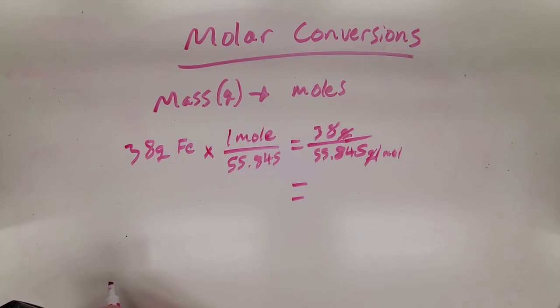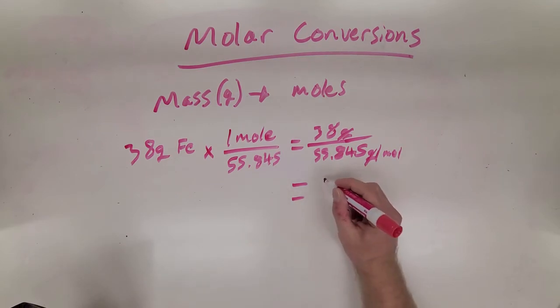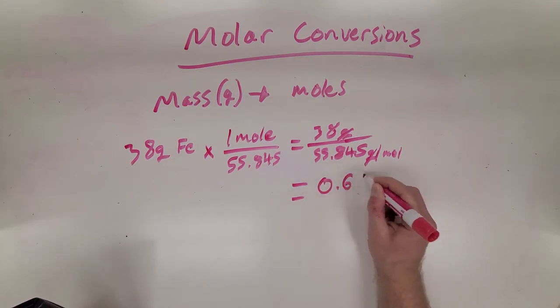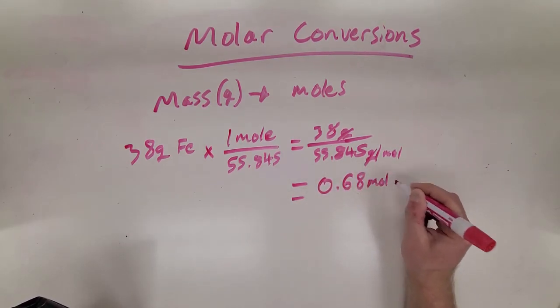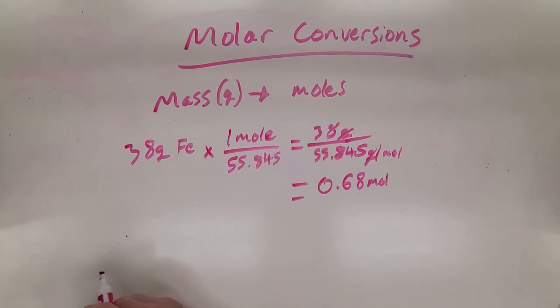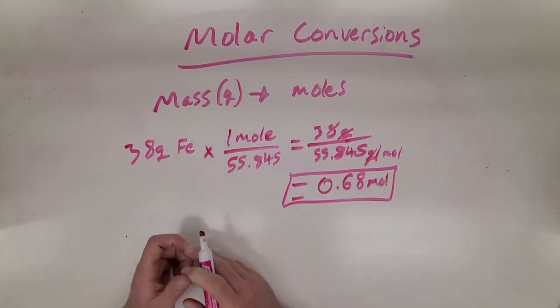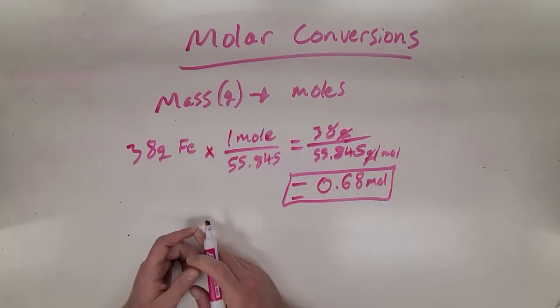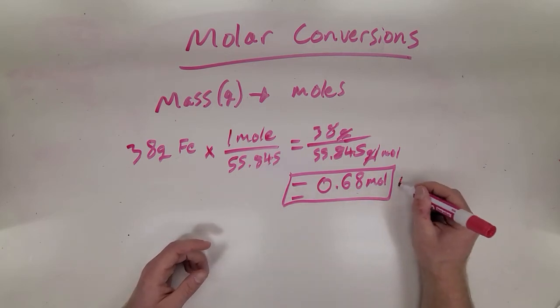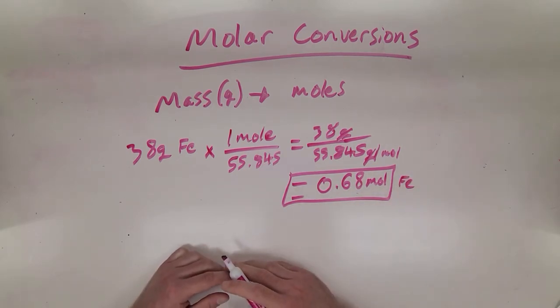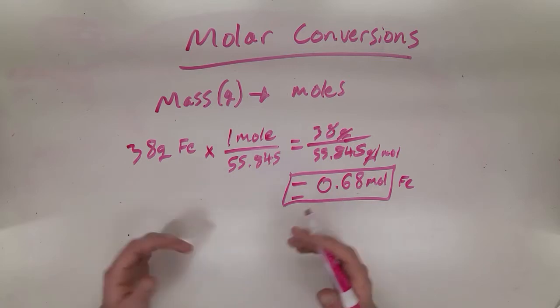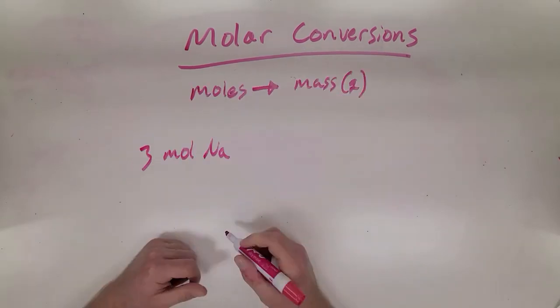That comes out to 0.68 moles. So this would be how many moles of iron you have in 38 grams of iron. Let's go ahead and do the reverse.